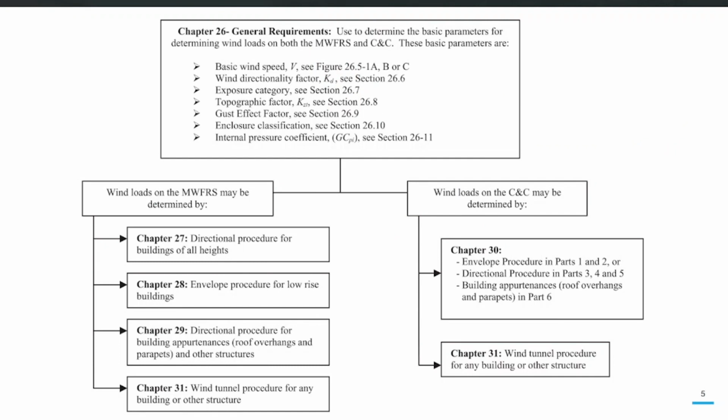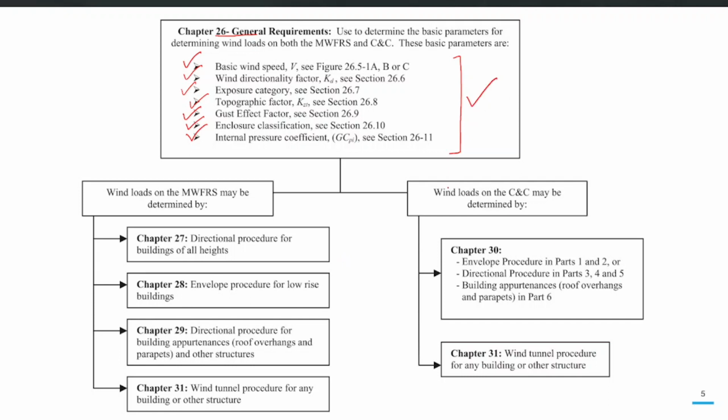So if we have an overview of how these chapters are connected actually, it is that chapter 26 starts with general requirements. It defines the basic wind speed, the directionality factor, exposure categories, then topographic factor, gust factor, and enclosure classification, whether the building is open or enclosed, and then how we can determine the internal pressure coefficient. So all of these basic parameters, they are used in all the other procedures which are described next in ASCE 7-16. So actually our equivalent static wind forces are the function of all of those input parameters.